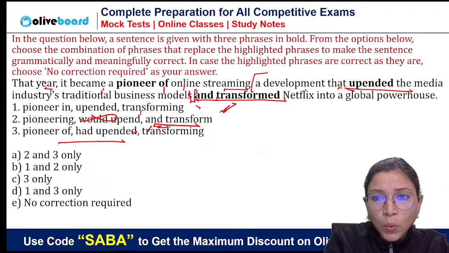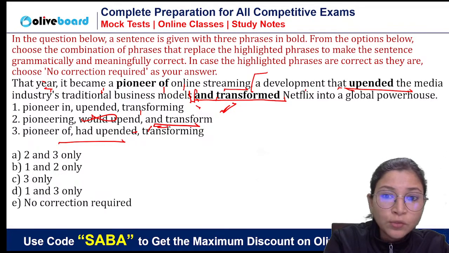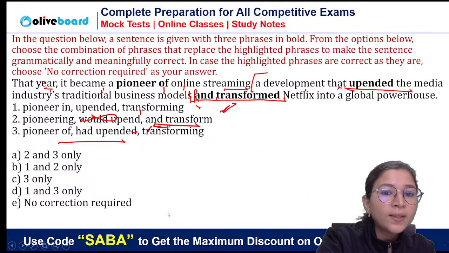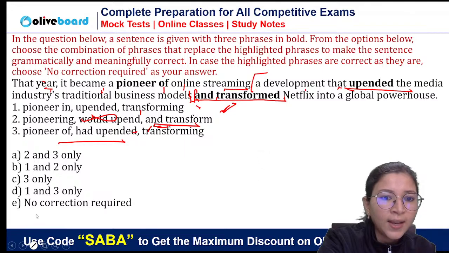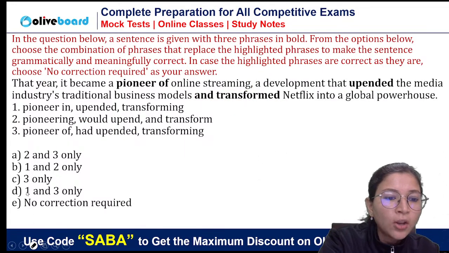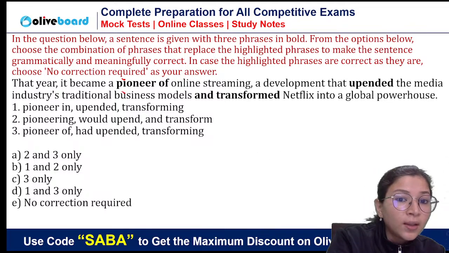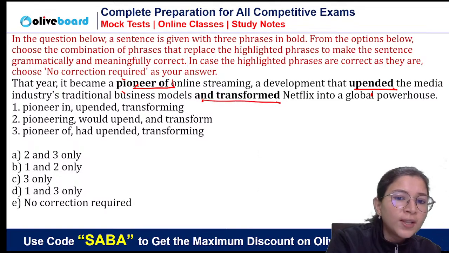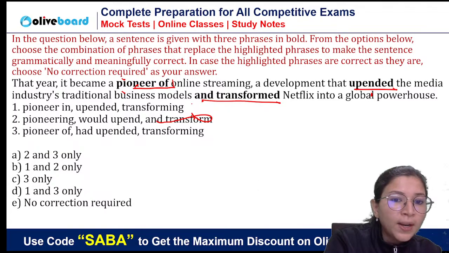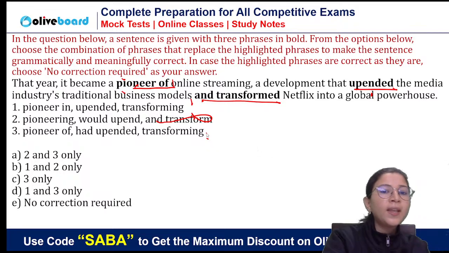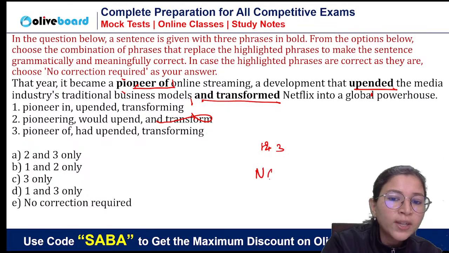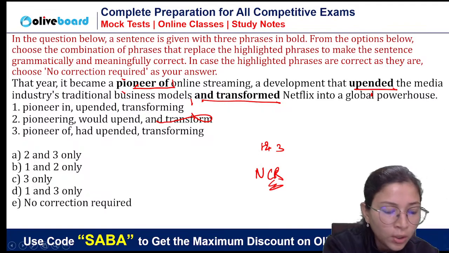No, that year it became a pioneer of online streaming, a development that upended the media industry's traditional business model, transforming Netflix into a global powerhouse and transformed Netflix into a global powerhouse. Now, in that case, what will you do? Because "and" is highlighted here, because the "and" is given in option 2 also. Now, in this case, what will you do? See, this part is already correct, right? So this is eliminated, it will definitely not go. But this and this both can be used. But if this part is already correct, then now 1 and 3 can also go, NCR can also go. So still what will be your answer? Good doubt, Hital.